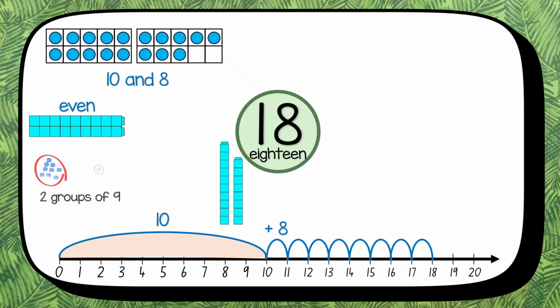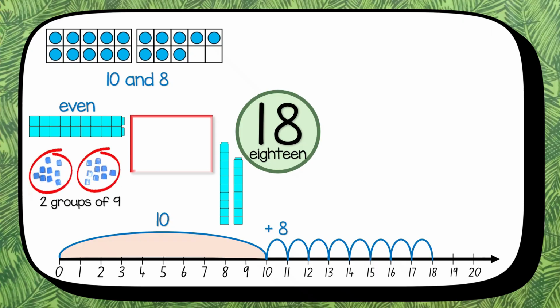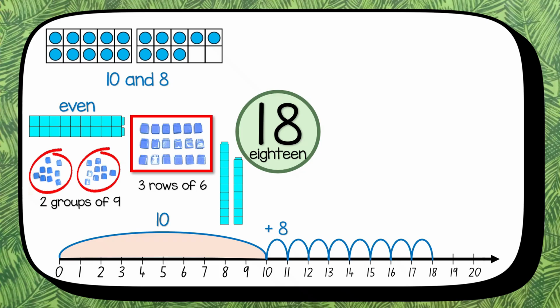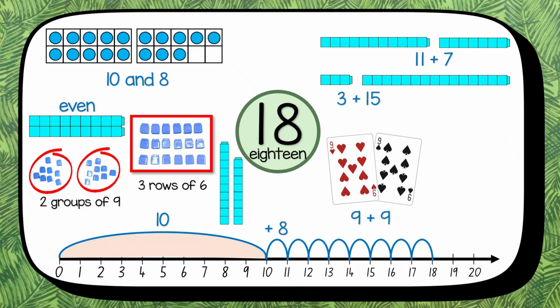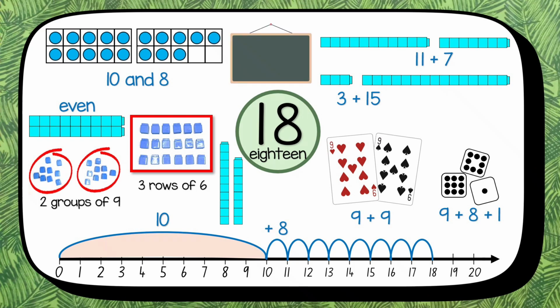Double 9. And we can make an array with 18, 3 rows of 6. And of course, 18 is made of smaller parts that add to make 18. These playing cards are showing that 9 and 9 make 18. And these 3 dice show 18 as 9, 8, and 1. And don't forget our 18 tallies: 5, 5, 5, and 3.